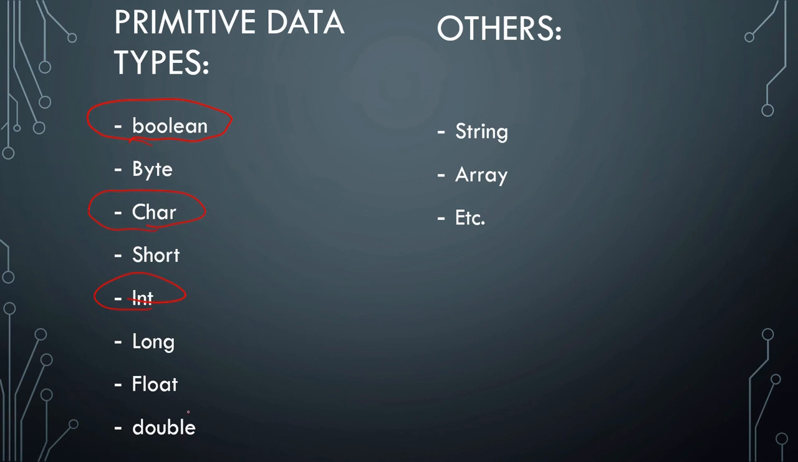And then we have float and double, which are very similar. For our purposes here, we're going to be using double today. And double is a decimal value. So if I wanted to store a value like 5.5 or 6.7, I would use a double.